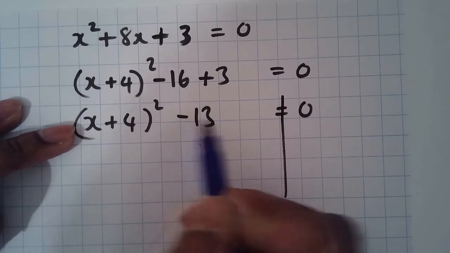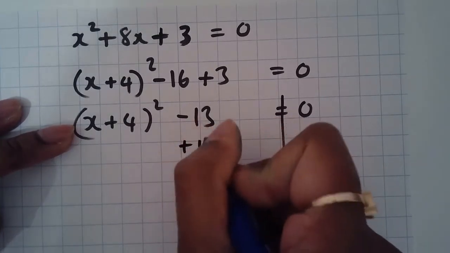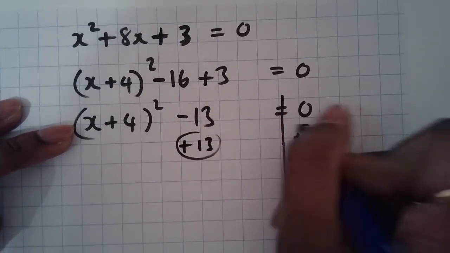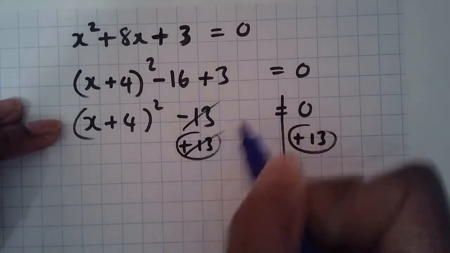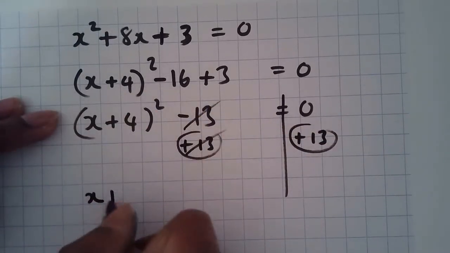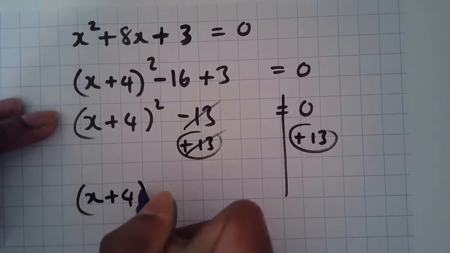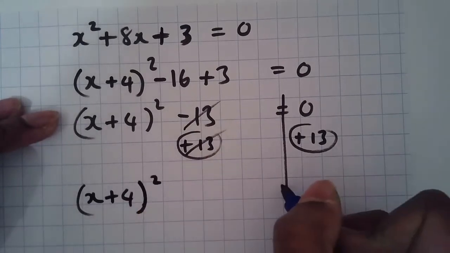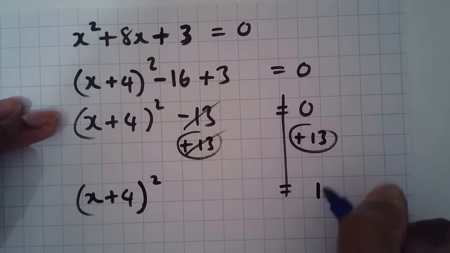First of all, get rid of minus 13 by adding 13. What you've done this side, do on the other side. Right, these knock each other out, so you're left with just that. Zero plus 13 is 13.